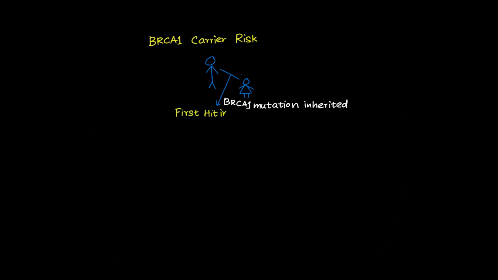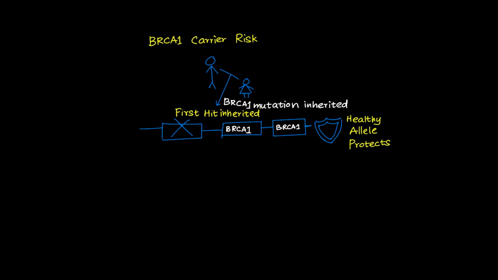BRCA1 carriers raise a fair question. If the mutation is already there, why has cancer not started yet? The answer lives in the two-hit model. A BRCA1 carrier inherits one damaged allele from a parent. That is the first hit, present in every cell of the body from conception. But her other BRCA1 allele, the one she got from her other parent, is still healthy and still works. Tumor suppressor genes like BRCA1 only stop protecting the cell when both copies fail. So as long as the healthy allele keeps doing its job, cells behave normally.